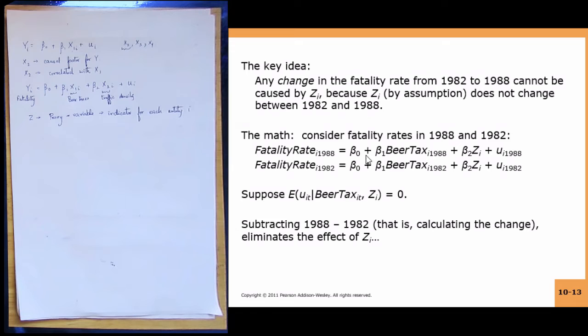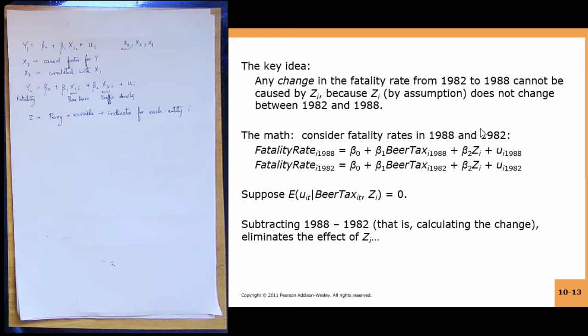So we have fatality rate I 1988 specified as beta 0 plus beta 1 beer tax I 1988 plus beta 2 ZI plus UI 1988. Again, fatality rate I 1982 is beta 0 plus beta 1 beer tax I 1982 plus beta 2 ZI plus UI 1982.